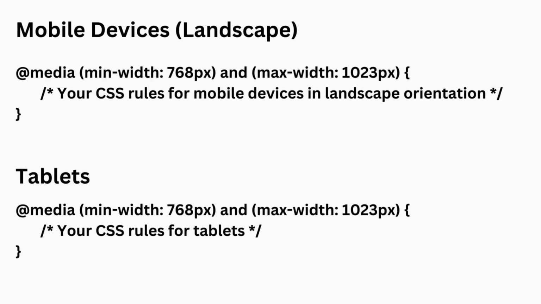And these are some examples for mobile devices that are landscape. Here the min width is 768 and max width is 1023 pixel. Same for the tablets, and inside it we'll pass our CSS.